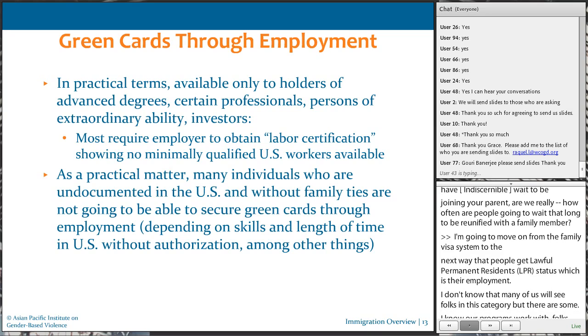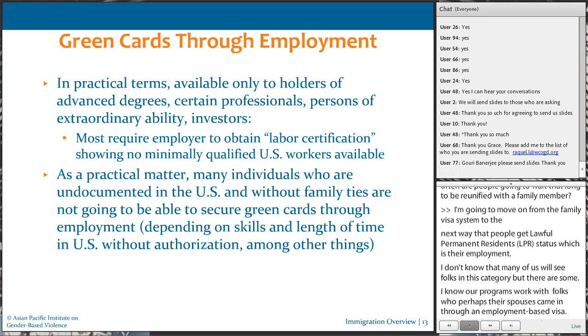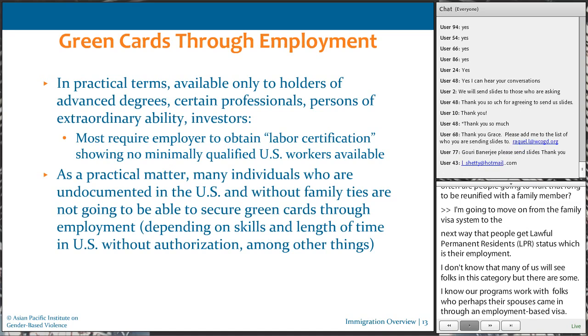So in terms of LPR status through employment, for the most part, employers have to submit an application and sponsor employees. It's generally only available to those with advanced degrees or certain professionals. And except in cases where you've got folks that are really extraordinary, most visa categories require an employer to obtain a labor certification. In other words, they have to show the Department of Labor that there are no qualified U.S. workers able to do that job.